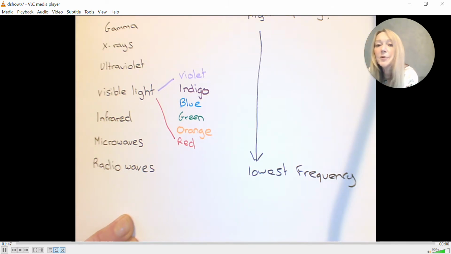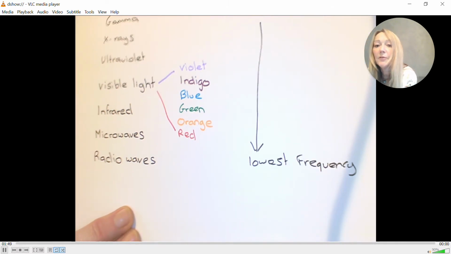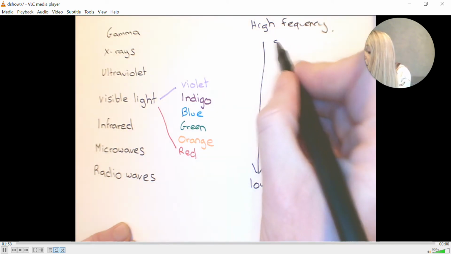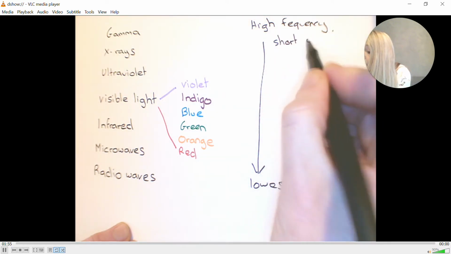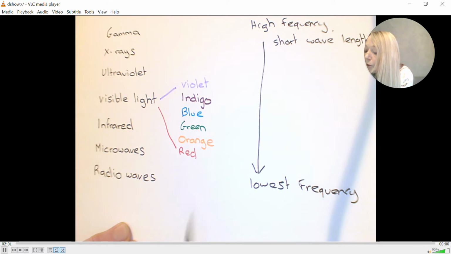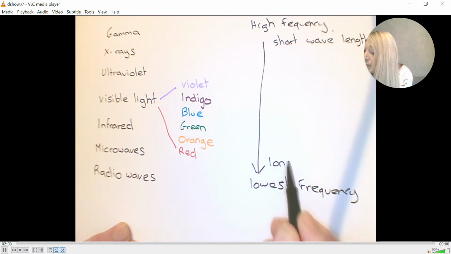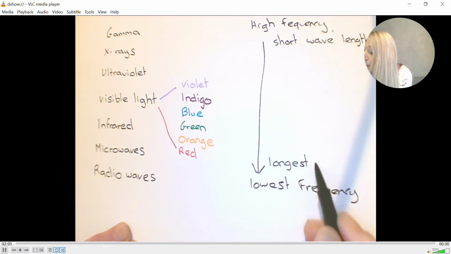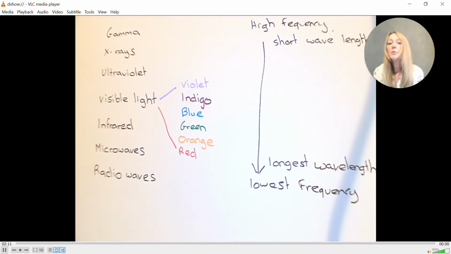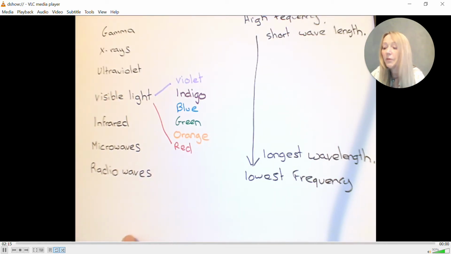And also, of course, that will mean that it is going from the shortest wavelength to the longest. And so it's really important that you have these two in line with the colours.